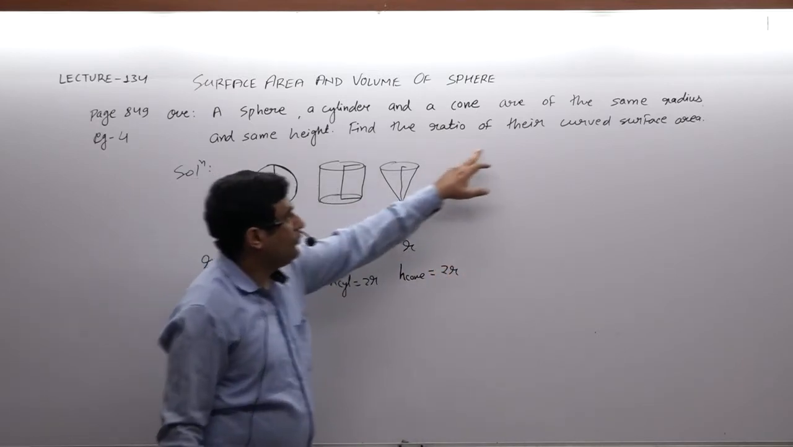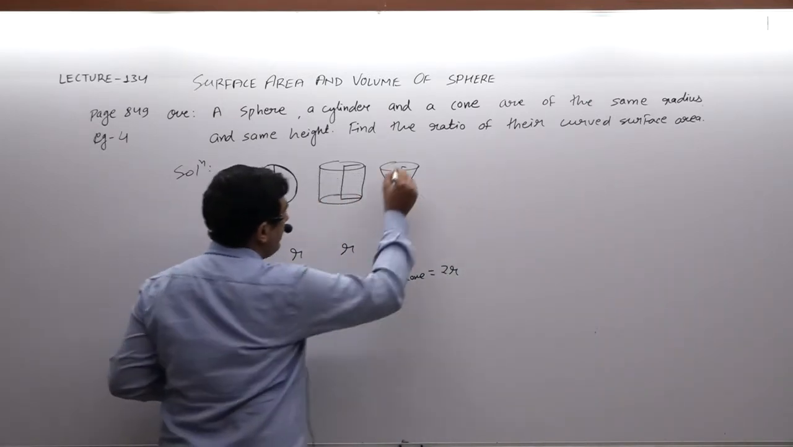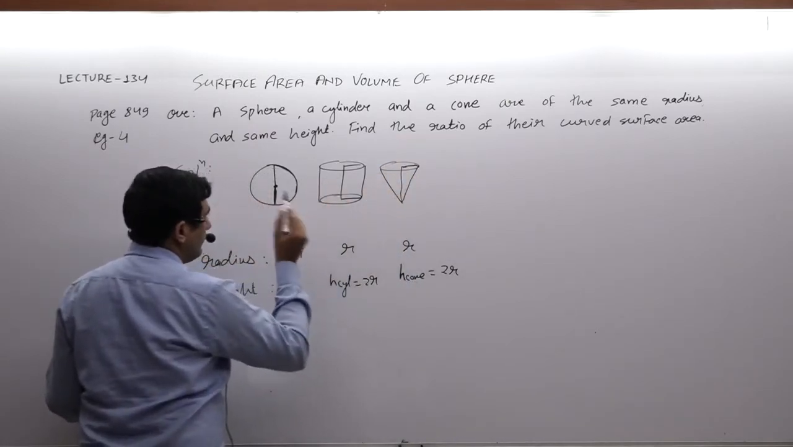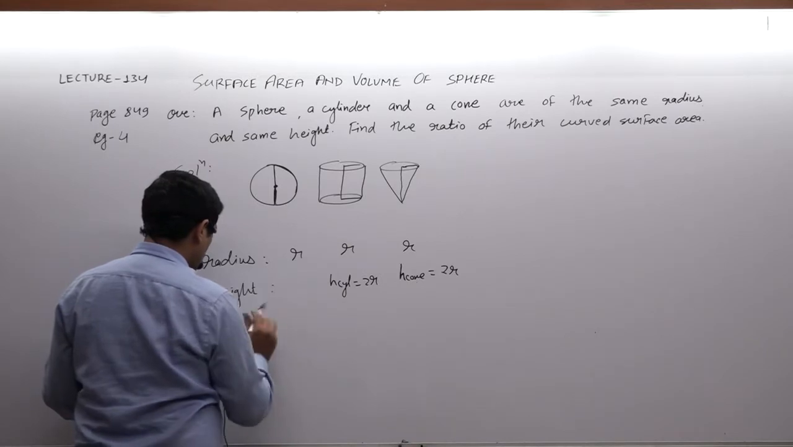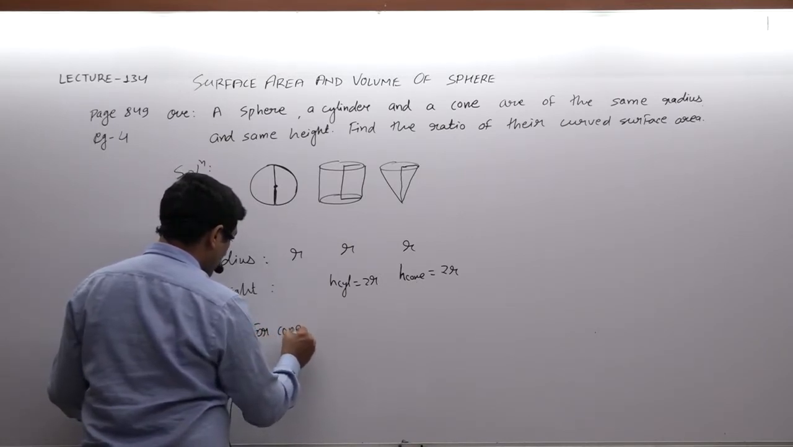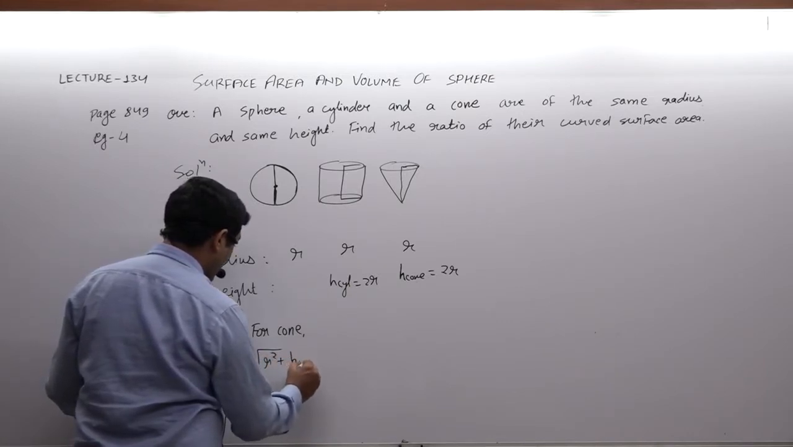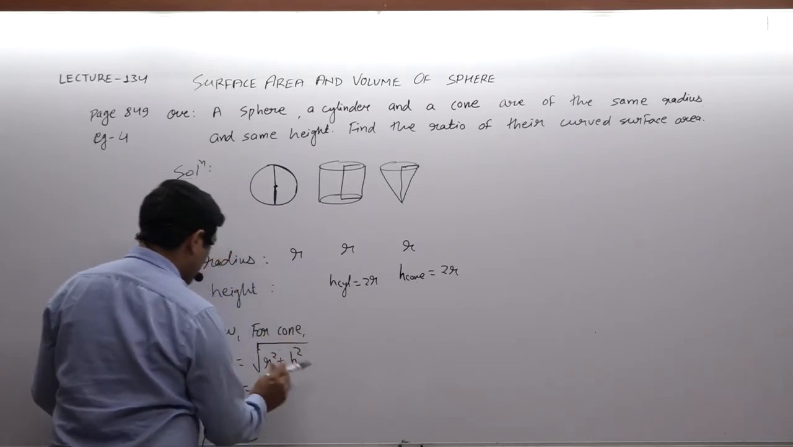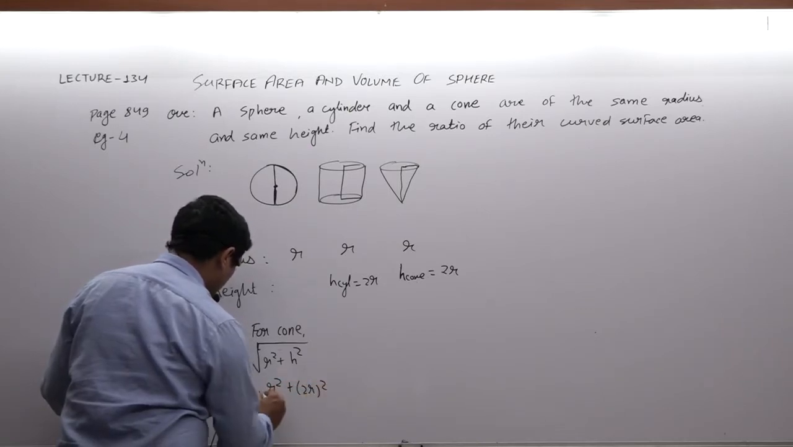Okay, now here we have to find the ratio of the curved surfaces. That means here we need its slant height. So first of all we have to find the slant height of the cone, and then we have to apply the formula of curved surface area. So now for cone, L is equal to root over r square plus h square. Therefore L is equal to, now r remains as it is, r square, h is equal to 2r square.